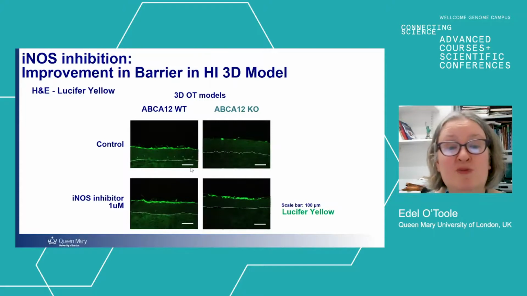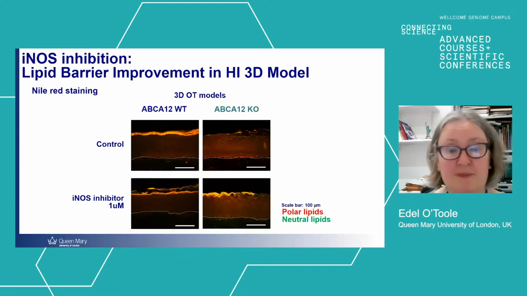We also saw improvement in barrier permeability. So here you can see that in the Harlequin ichthyosis model, the barrier is totally permeable, but it seems to be improved by the iNOS inhibitor back towards the control level. And we also showed an improvement in Nile red staining, suggesting that an intact barrier is forming in the ABCA12 knockout model after treatment with the iNOS inhibitor.